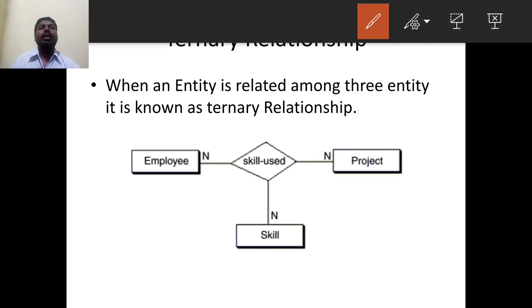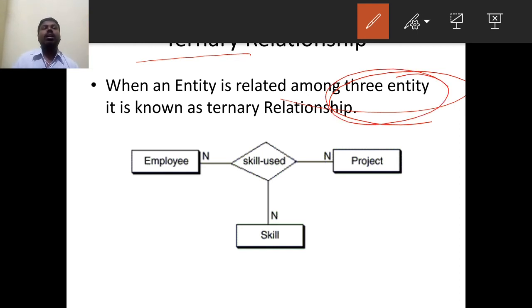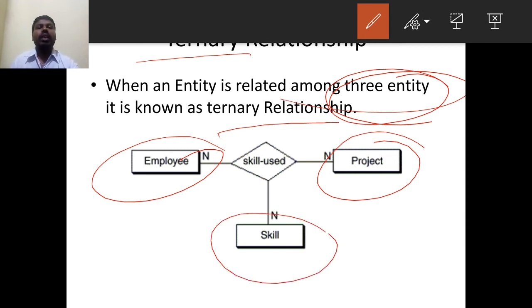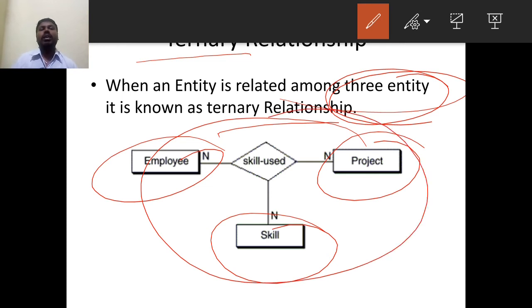Next, ternary relationship. When an entity relates among three entities. Dear students, ternary means three. Just as binary means two, similarly ternary means three. So what is a ternary relationship? Entities having a relationship among three entities is known as a ternary relationship. You can see employee is an entity, project is an entity, skill is an entity. So here the relationship among three entities is called a ternary relationship.